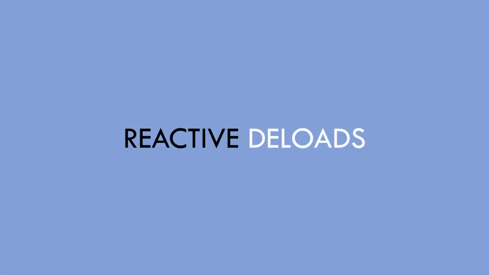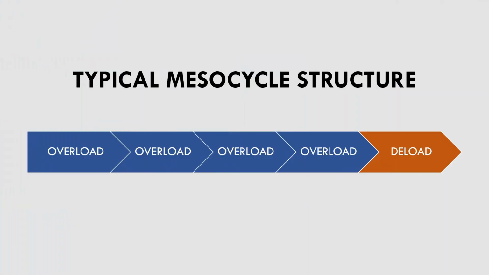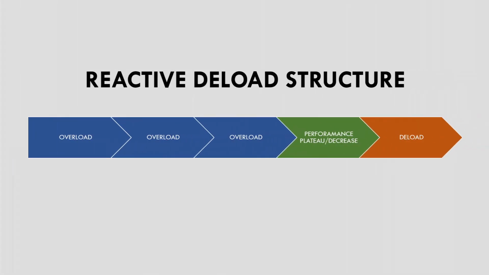The first reactive programming strategy that we can implement is to determine the mesocycle duration and when a deload is required. In a typical programming sense, a block or mesocycle of training is planned using 3 to 5 weeks of overloading training, followed by a deload week. This is a fine method to use, although it may be more accurate to implement a reactive deload rather than a proactive deload. So a trainee may continue training until performance plateaus or declines, and then a deload is implemented.